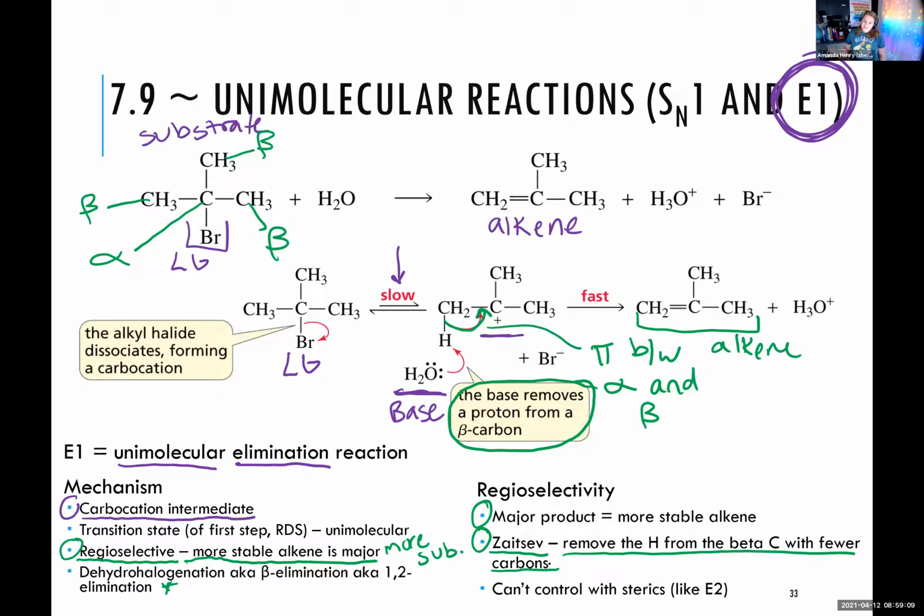With the E2, we talked about the Zaitsev and the Hofmann, and that we could use a bulky base to have the Hofmann as our major product. We can't do that with an E1 reaction because it's happening in 2 steps. Having a bulky base isn't really going to change anything. So we can't force that Hofmann product to happen like we can with the E2.